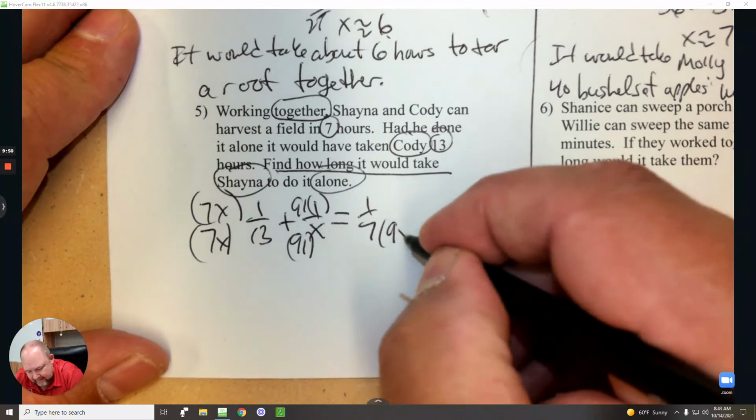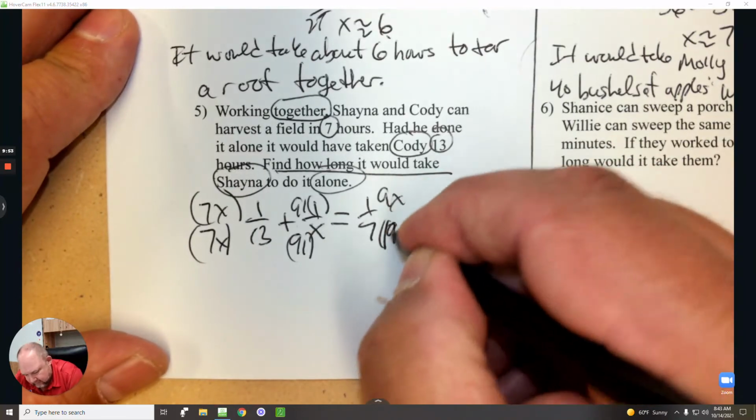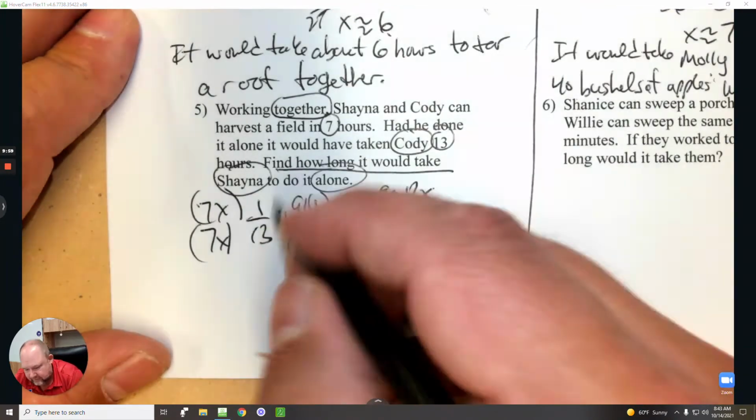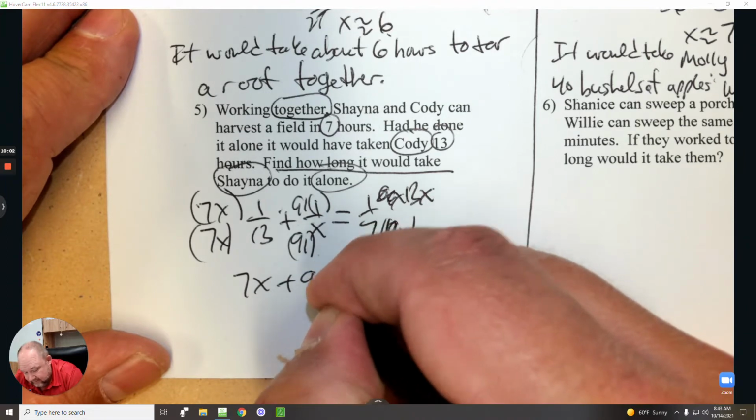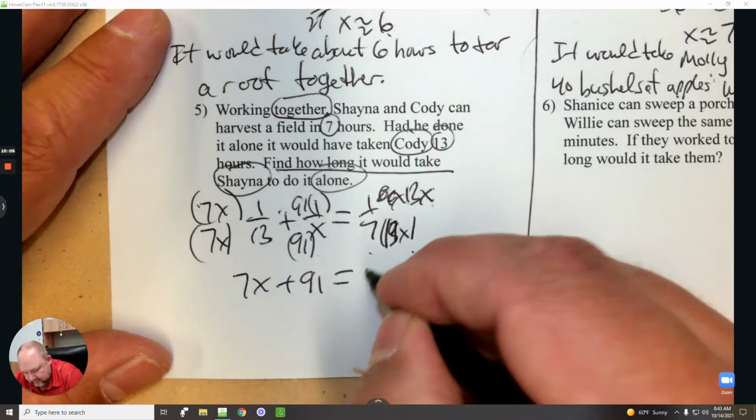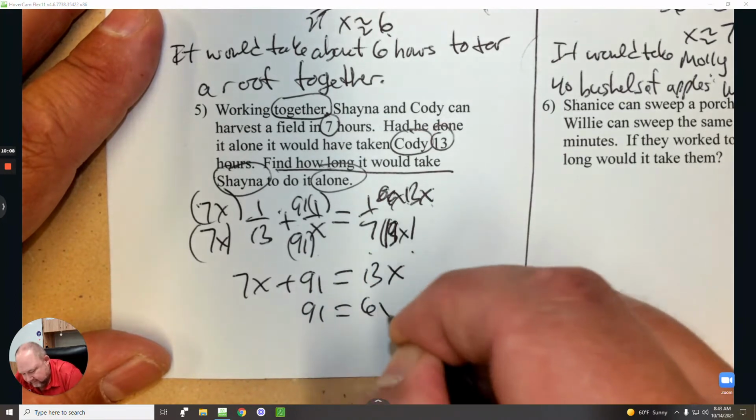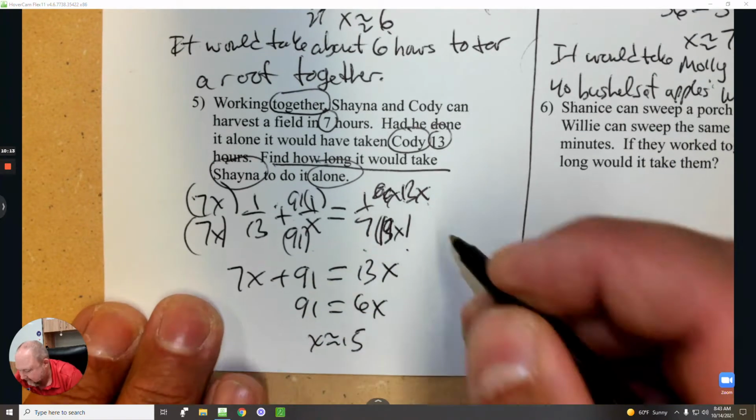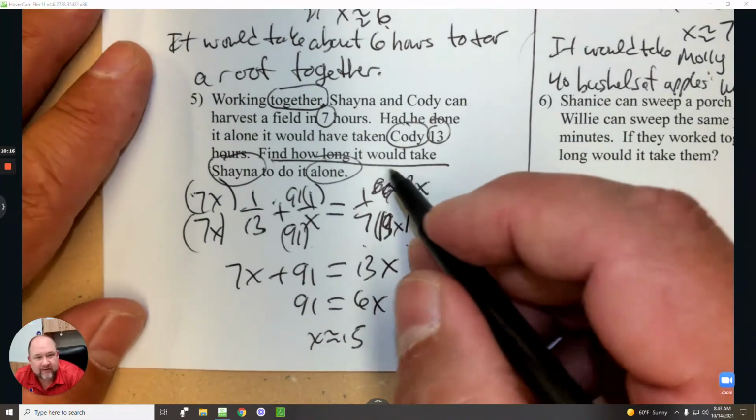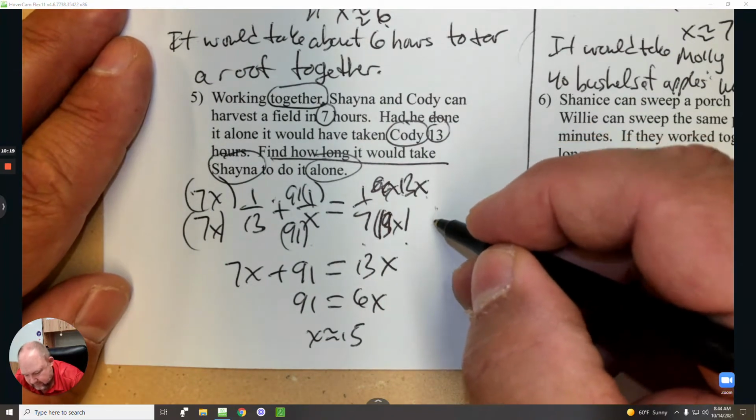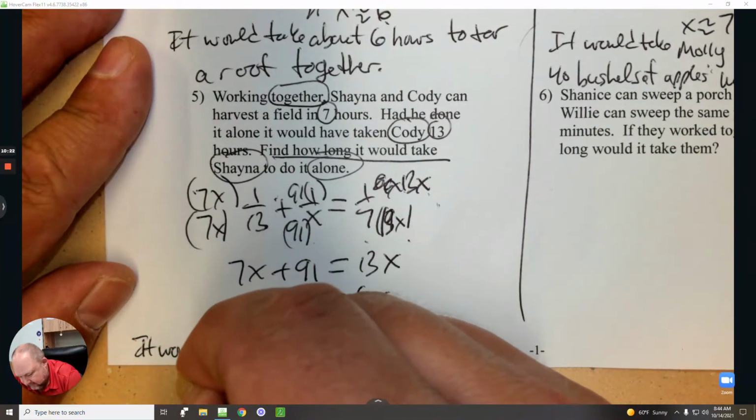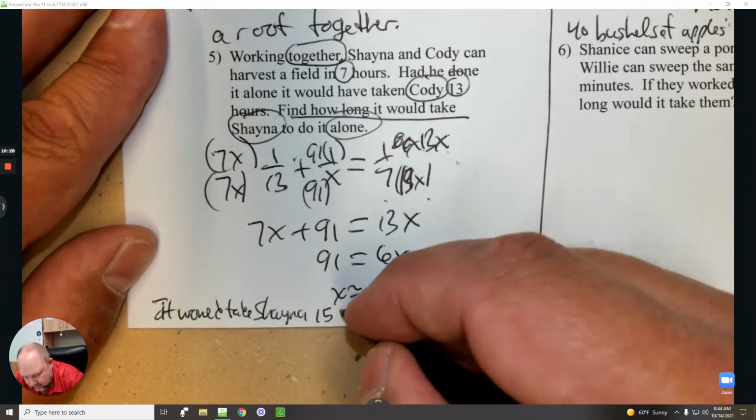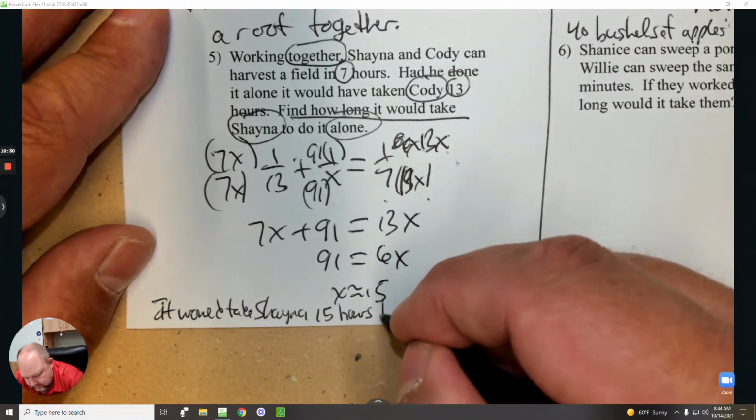And that's what? 9x. No, 13x, sorry. So now we have common denominators. We have 7x times 1, 91 times 1, and 13x times 1. Subtract 7, and then divide. So 91 divided by 6 is about 15. And so how long would it take Shayna to do alone? It would take Shayna 15 hours to harvest a field alone.